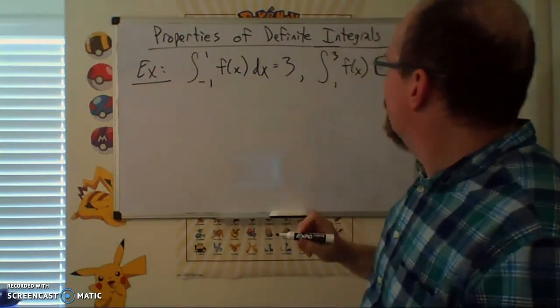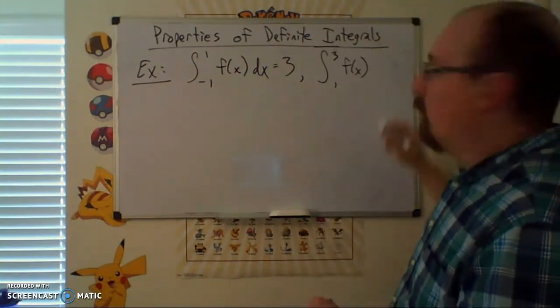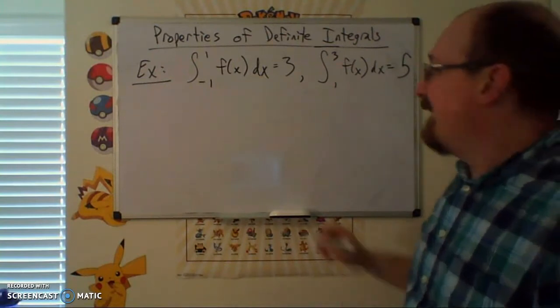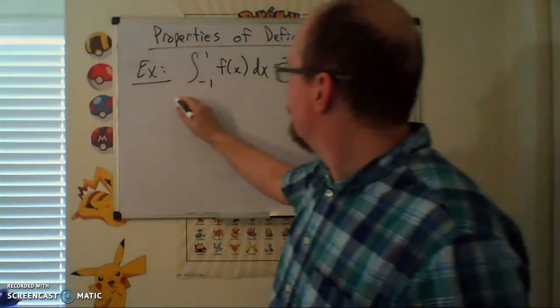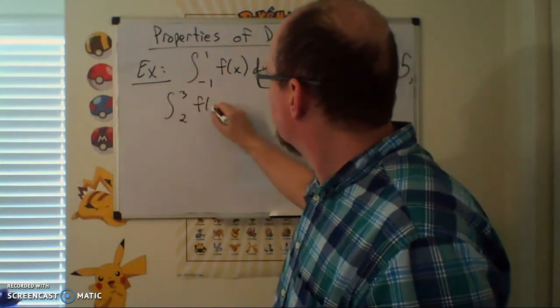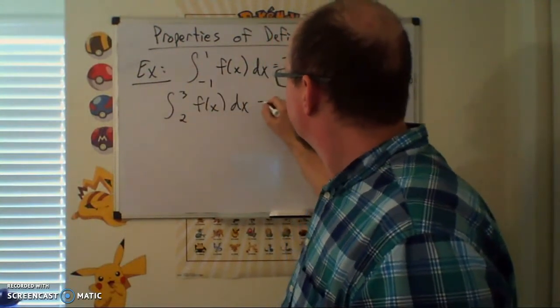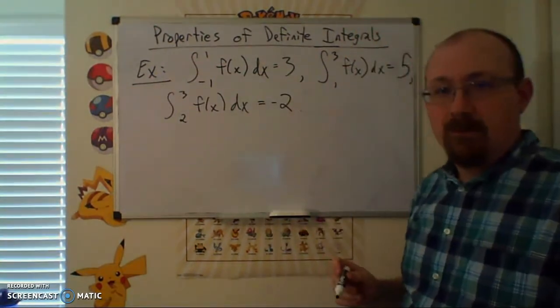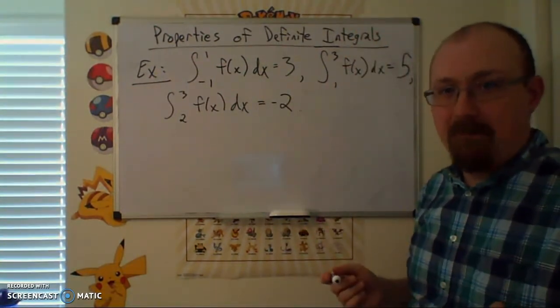From -1 to 1, his value is 3. From 1 to 3, he has a value of 5. And then from 2 to 3, the value of the definite integral is -2. So somebody worked really, really hard to come up with these numbers.